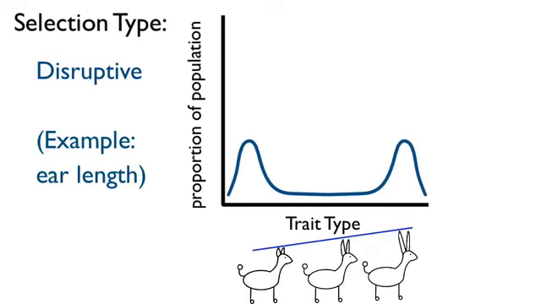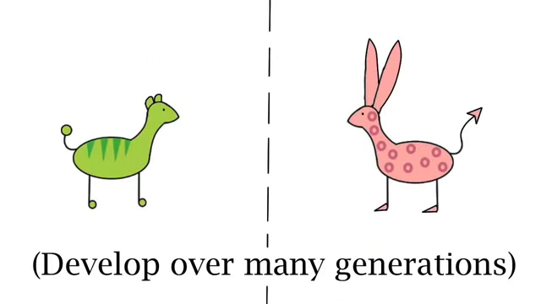Disruptive selection is basically the opposite of stabilizing selection. When 2 alleles for opposite versions of a trait are each more helpful than an allele somewhere in the middle, each extreme is selected for and the middle is selected against. Disruptive selection often plays a role in speciation, which is the development of 2 separate species.